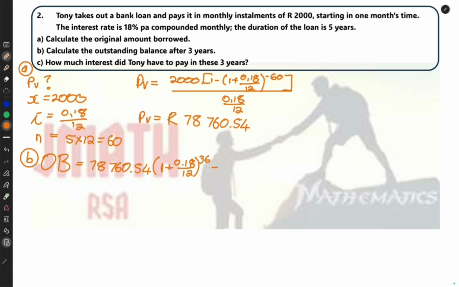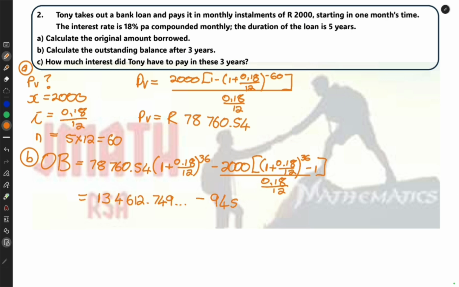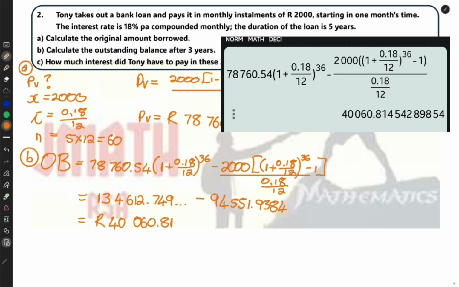Then I'm going to minus a future value for 36 months. I know his monthly payment was 2,000, and this is future value, so the bracket comes first, 1 plus 0.18 over 12 to the power 36 minus 1, and then over 0.18 over 12. If I type that in the calculator, I get the answer. Once again, you can type in these parts separately and then get the answer. My calculator tells me his outstanding balance after 3 years is 40,060 Rand and 81 cents.